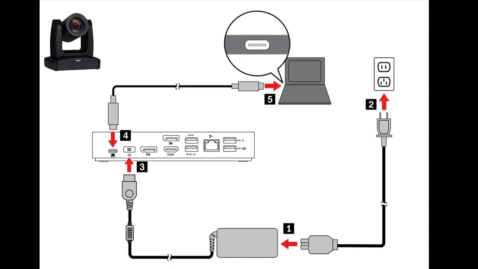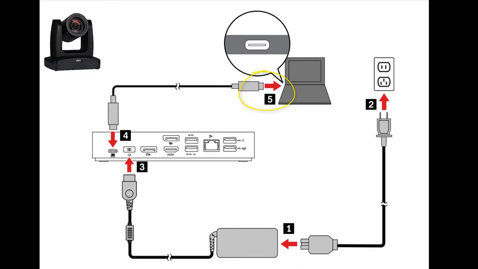First, we're going to power the docking station. So you'll plug in the power cord to the power adapter and then plug this into the outlet. Then we're going to plug in that power cord to the docking station. And then we'll use the cable that came in this box, which is a USB-C, to connect the docking station to the laptop.